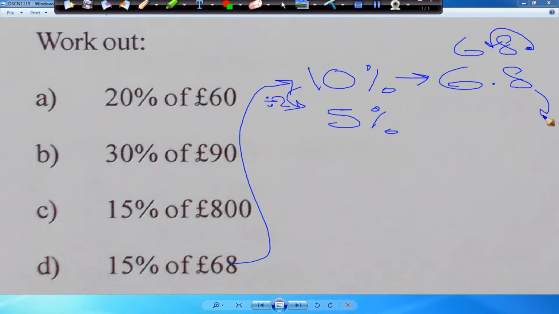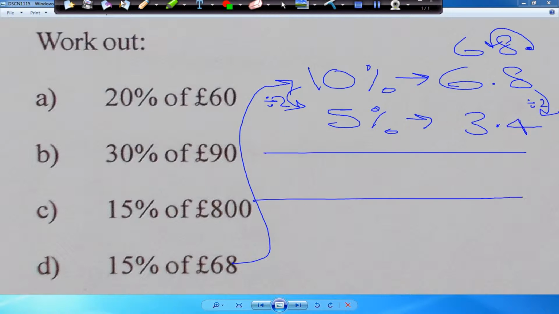So you halve the 6.8. Don't feel scared of decimals, folks. You will get decimals in the exam. 6.8 divided by 2 will give us, as Abdullah just said, 3.4. Well done, Abdullah. And to get the 15%, what do we do now with these two values? Add them up. So that'll give us 15% over here.